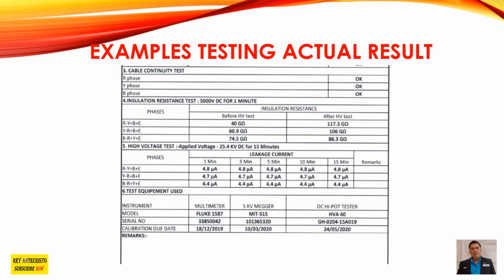So applied voltage, yan lahat. So anong klaseng equipment ang ginamit? Multimeter, model Fluke 1587. So Megger MIT 515, high pot tester, HPA 60. So marami tayong mga equipment. So that's all, guys. Ito yung mga samples natin.